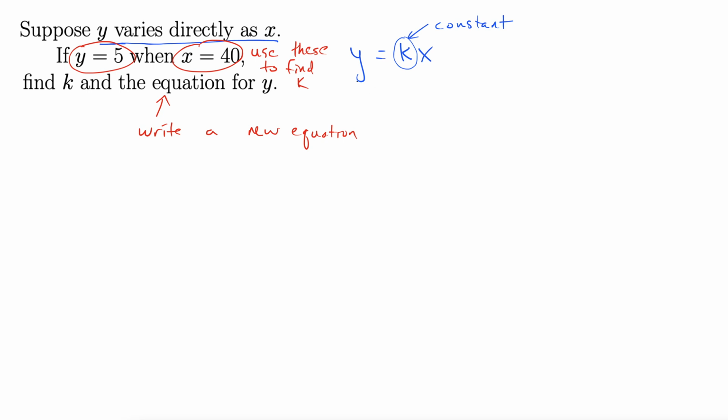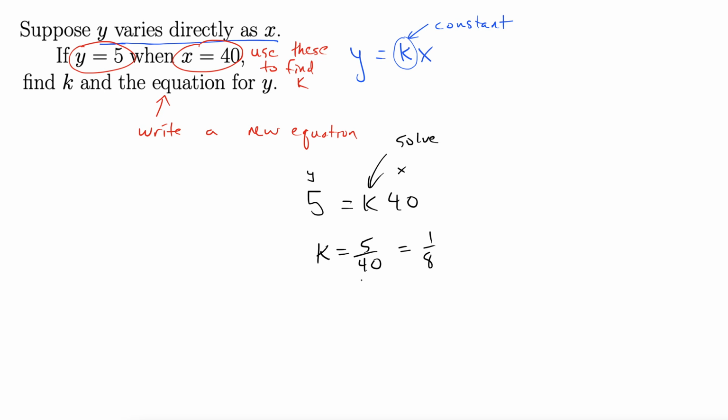Okay, so we start with this. It says y varies directly, so we have direct variation. So we say, okay, y equals kx, but y is 5 when x is 40. So I just plugged in 5 for y and 40 for x, and now we solve for k. Well, k then equals 5 divided by 40. I just divided both sides by 40, and then we can simplify that down to 1/8.